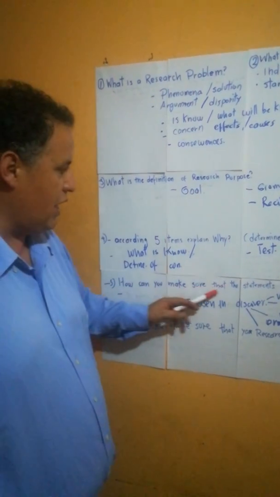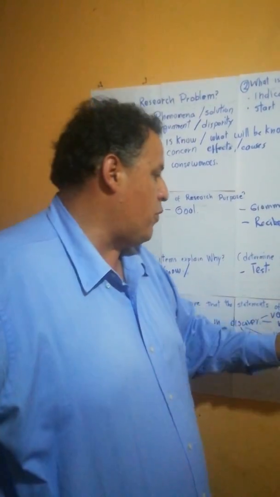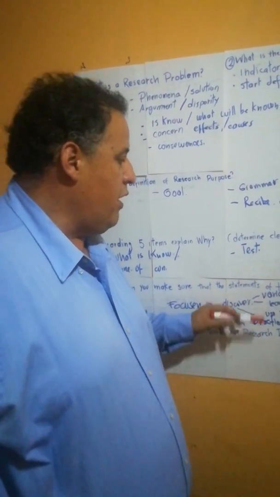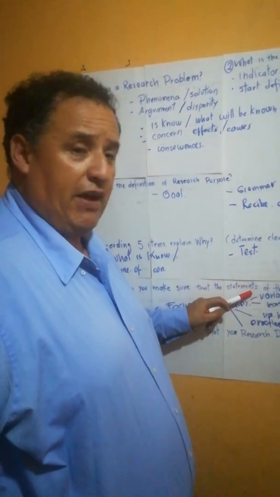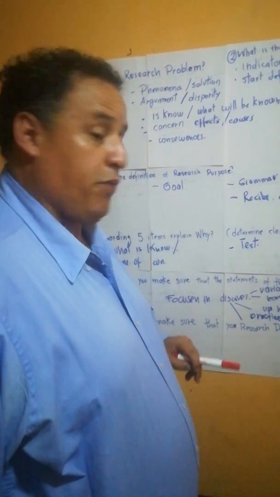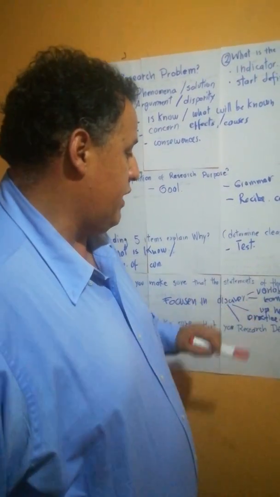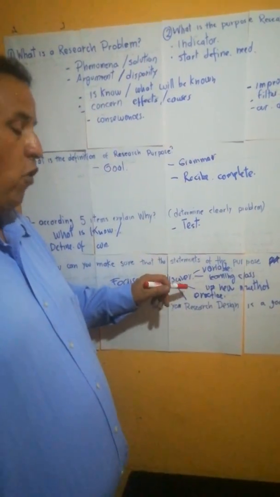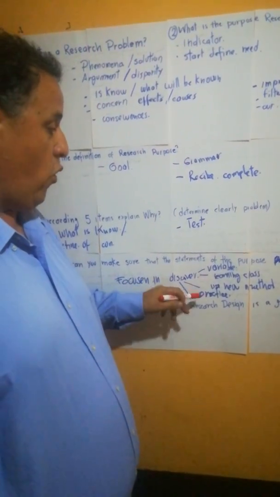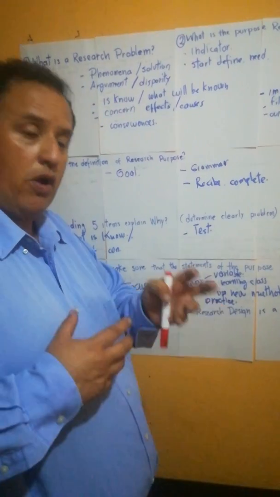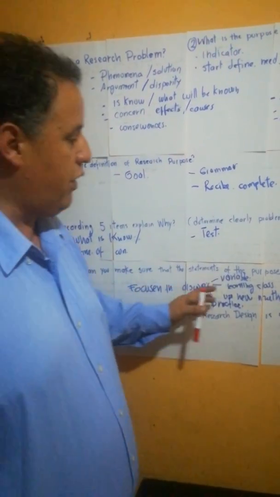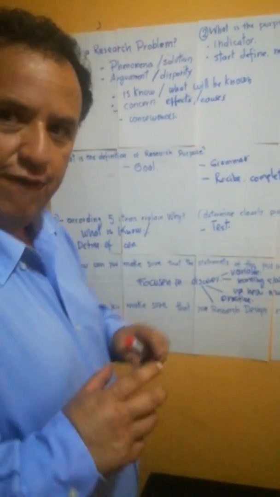So how can you make sure that the statements or the purpose are correct? First of all, we are well focused and discover what are the variables that affect the problem. Where is the process of learning in the classroom? When they use the methodology, and when we must practice, how are we going to use the new methodology. For that reason, I consider that we are well fitted.